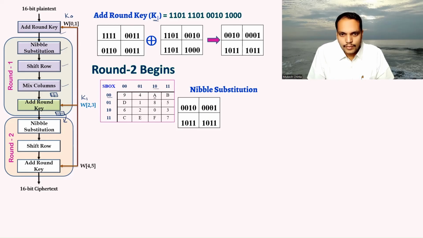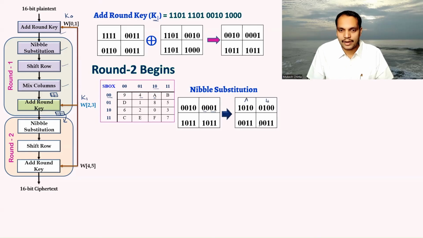And then 0, 0, A means what? 1, 0, 1, 0. 0, 0, 0, 1. So 0, 0, 0, 1 is 4. You can see this is what? So this is A, this is 4. You can write it down in binary. Similarly, the nibble substitution is also done.